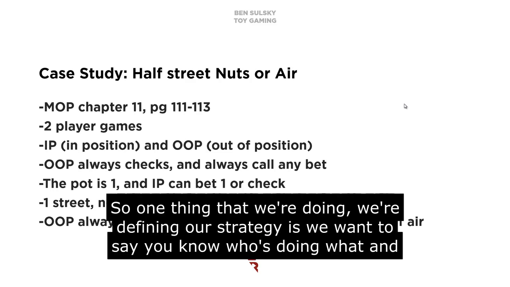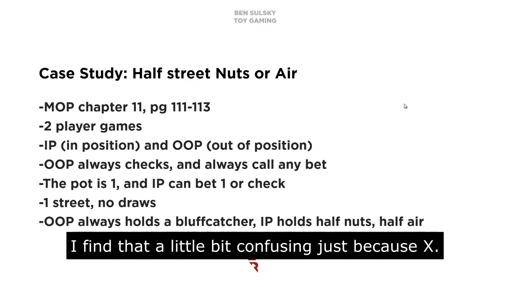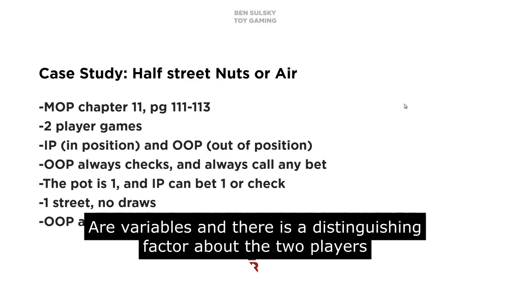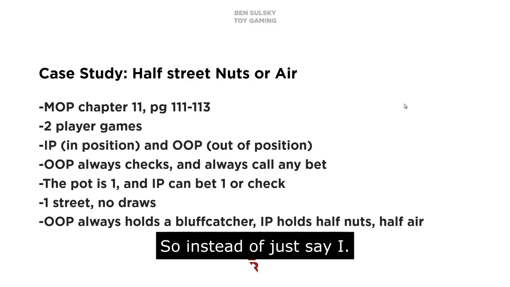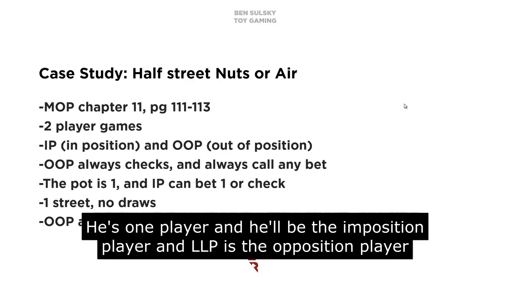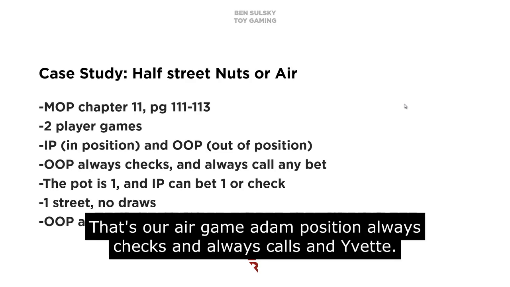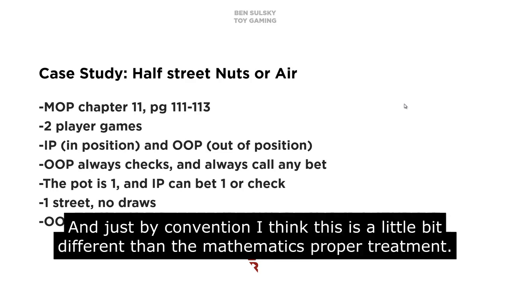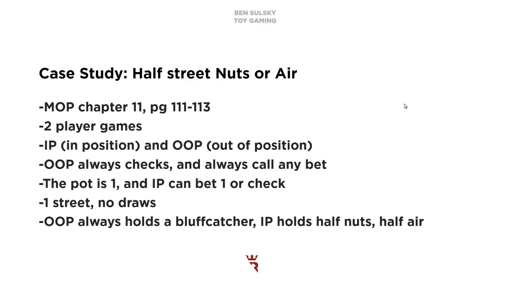This is no exception. So one thing that we're doing when we're defining our strategy is we want to say who's doing what and who's doing the other thing. Chen and Ankerman use X and Y. I find that a little bit confusing just because X and Y are variables, and there's a distinguishing factor about the two players that we can use to differentiate them. So instead I just say IP is one player, and he'll be the in-position player, and OOP is the out-of-position player. In this game, the half-street nuts or air game, out-of-position always checks and always calls any bet. And just by convention, I think this is a little bit different than the Mathematics of Poker treatment, but it's all very similar. The pot is one, and in-position can bet one or he can check.